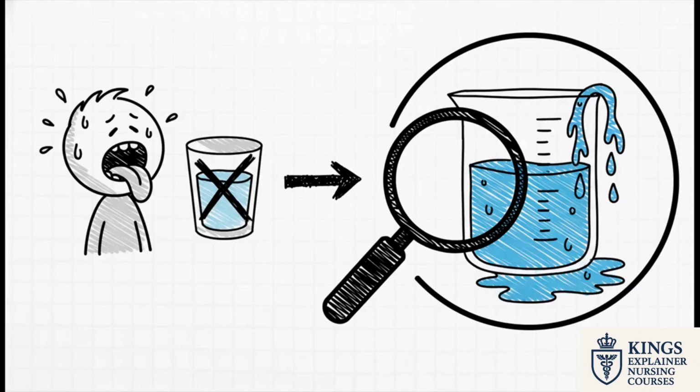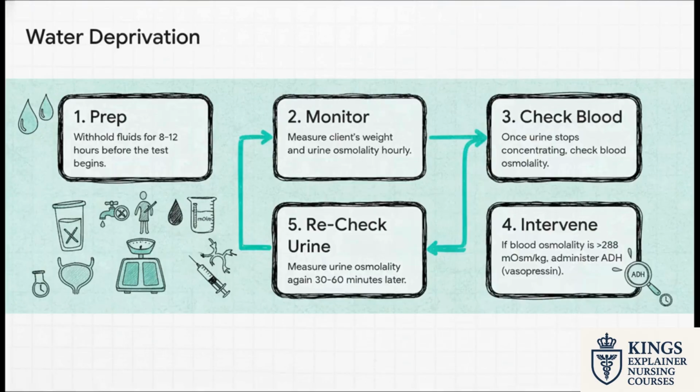Now, to really nail down the diagnosis, especially when we're trying to figure out why a patient is urinating so much, we turn to something called the water deprivation test. And listen up, because this is a procedure where your role as the nurse is absolutely 100% critical. Okay, let's walk through this step by step. First, no fluids for the patient while we're monitoring their weight and checking their urine concentration every single hour. Now, once that urine stops getting more concentrated, we check their blood osmolality.